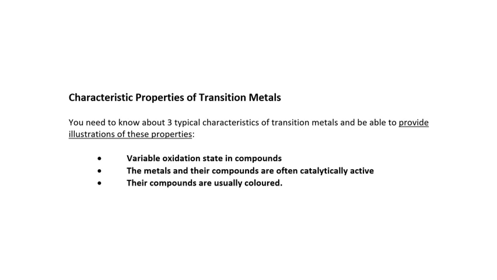But they won't accept those, so you have to give these as the characteristic properties. And we're going to explore each of them a little bit more. So variable oxidation state is this idea that if you take iron, for example, it doesn't always exist as Fe2+, it can exist as Fe3+, and compounds of both of those are very common. And some transition elements can exist in a whole bunch of different oxidation states.